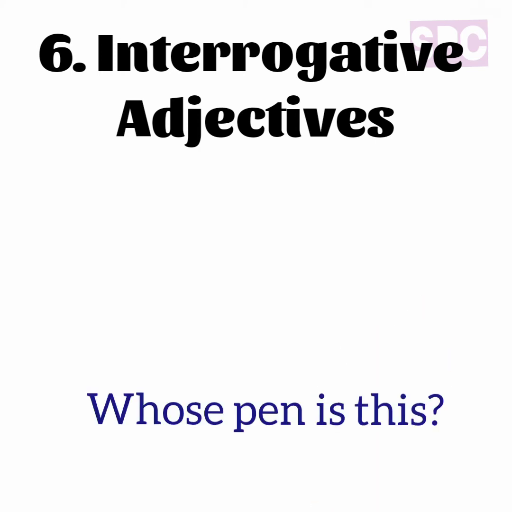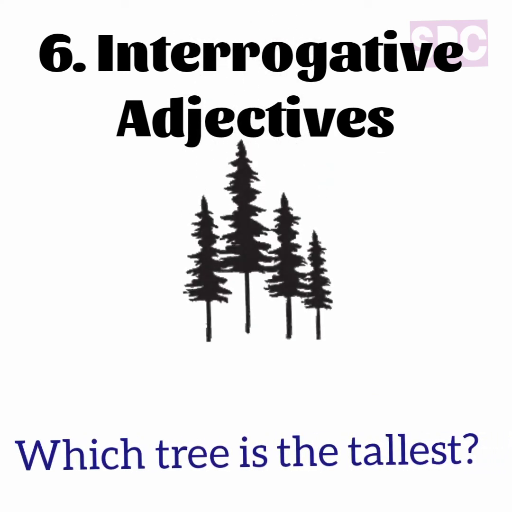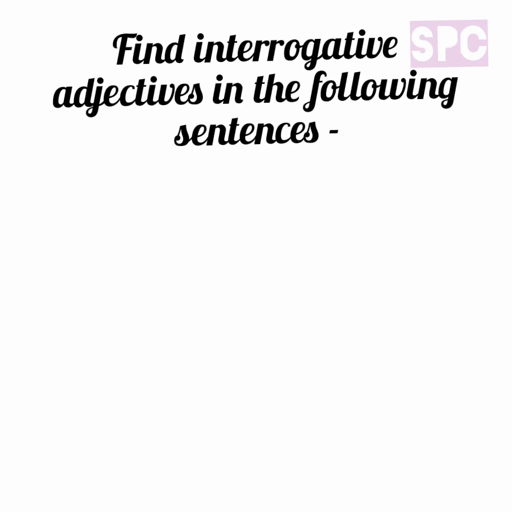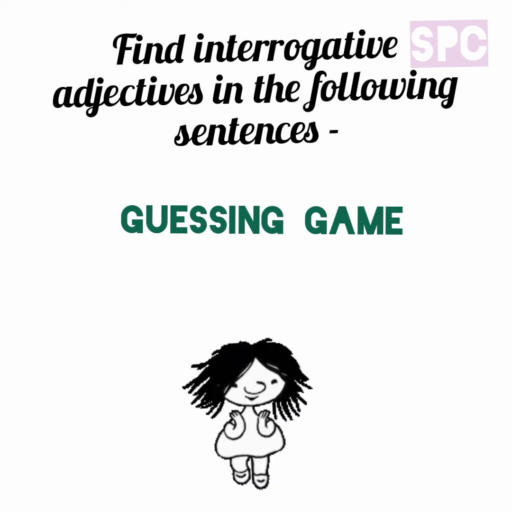First example, whose pen is this? In this sentence, whose is the interrogative adjective and pen is the noun. Let's see another example. Which tree is the tallest? In this sentence, which is the interrogative adjective and tree is the noun. Let's try to find interrogative adjectives in the following sentences.